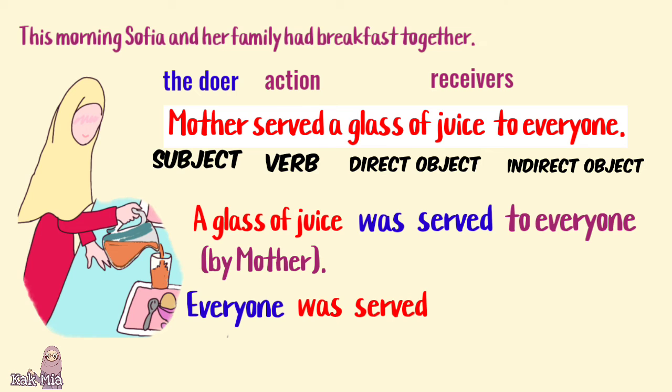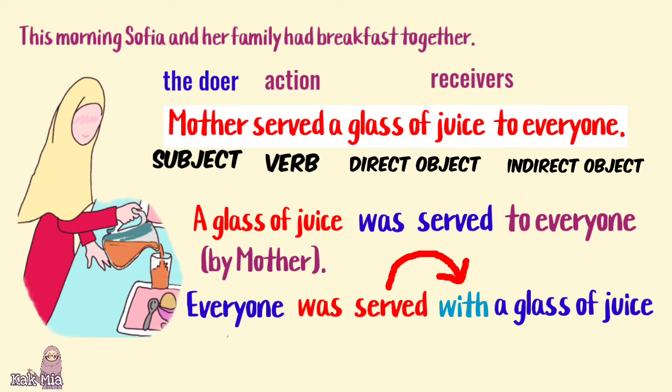Next, before we write down a glass of juice, we have to use the preposition with because the word serve collocates with it. Finally, write down the by phrase, by mother. So the sentence becomes, everyone was served with a glass of juice by mother.